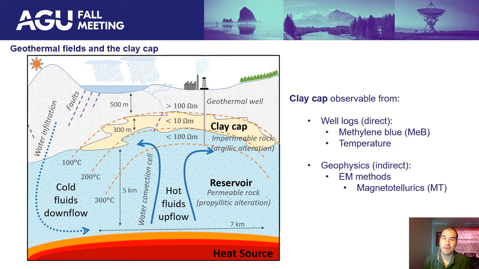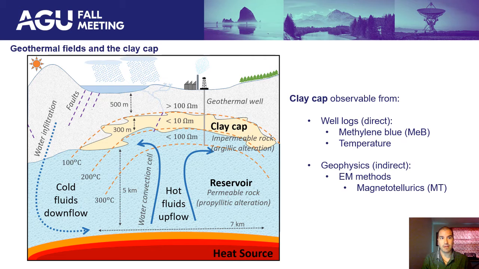So, high-temperature geothermal fields usually present three major components: a heat source, which could be a shallow magma or a cooling pluton, overlaid by a reservoir, which is basically hot fluids trapped in a permeable rock, overlaid by a clay cap, which is an impermeable rock formed through hydrothermal alteration that prevents the hot fluids from the reservoir from reaching the surface. In this presentation, we will be focusing on the clay cap, and we will be trying to infer the boundaries of that clay cap from direct and indirect observations.